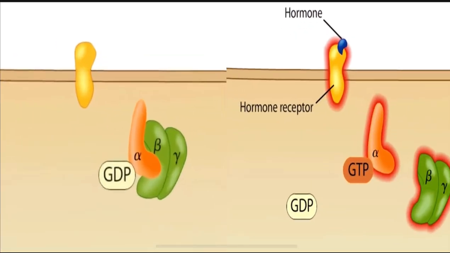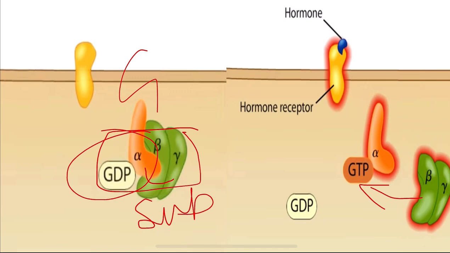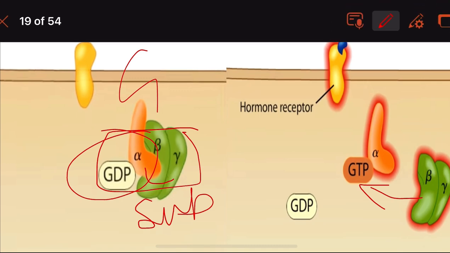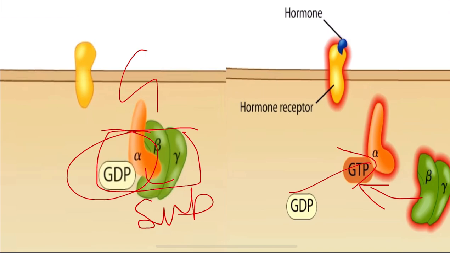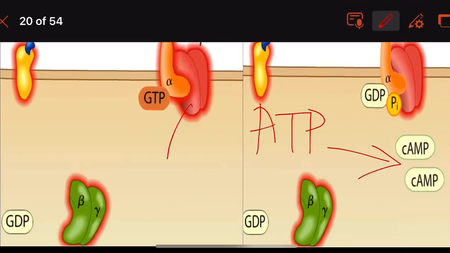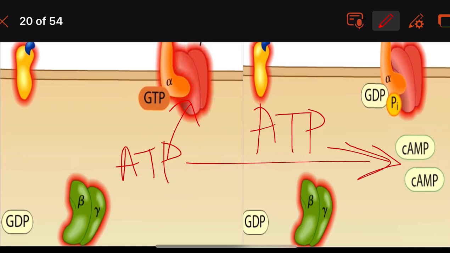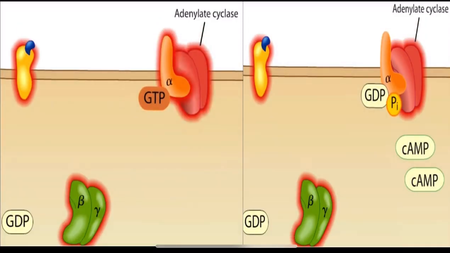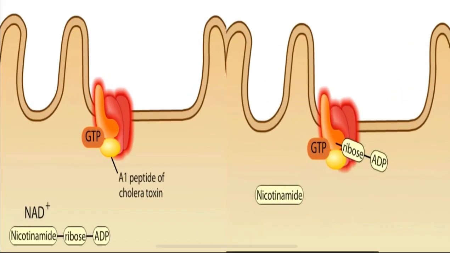What happens? These GDP are taken up and they are converted into GTP, and after the conversion, this GTP will go and bind to the adenylate cyclase, and then once the ATP is converted into the cyclic AMP, once the function is over, it again goes back to GDP and the inactive form. But what happens in cholera? So we are supposed to see what happens in cholera.